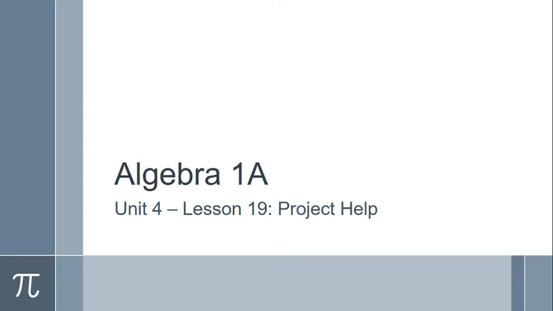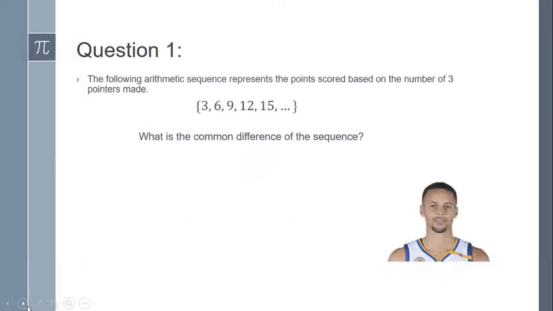I will help you answer each question in the project by providing step-by-step instructions using example problems. A good strategy might be to pause the video after each example and then work the corresponding problem in the project. Let's get started. Question 1.